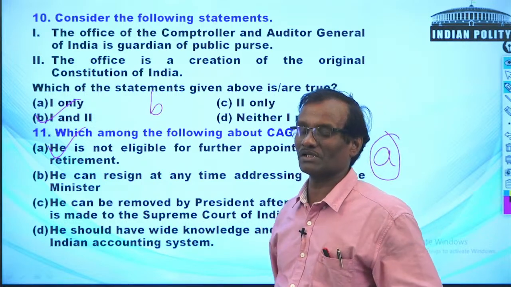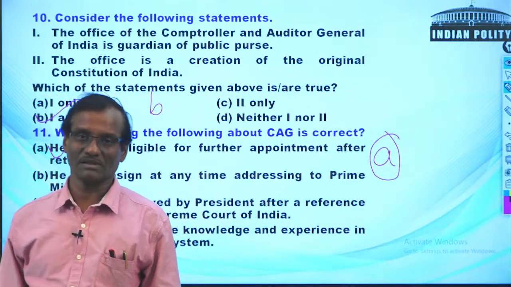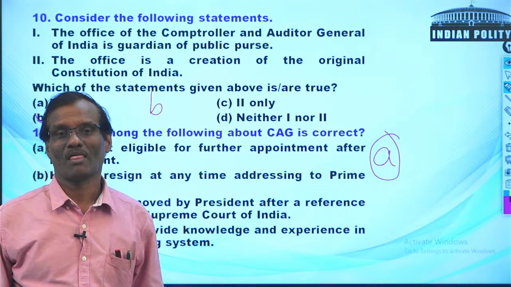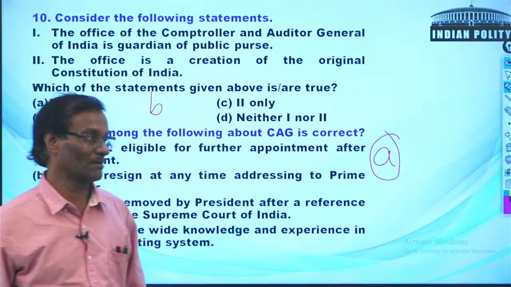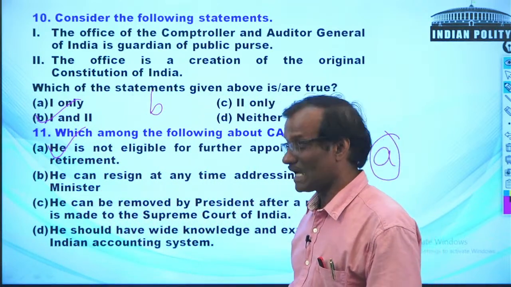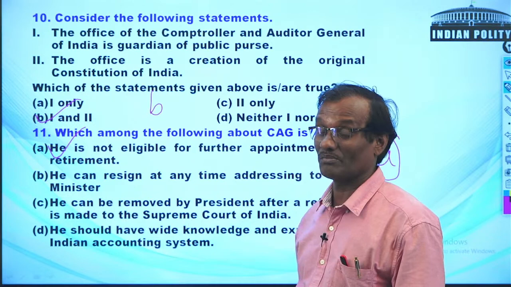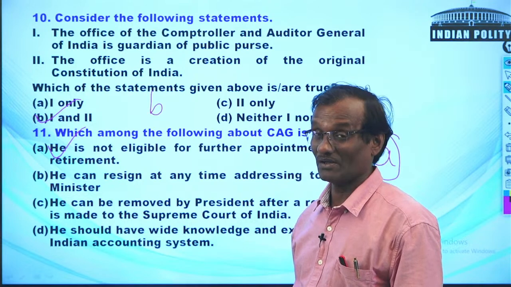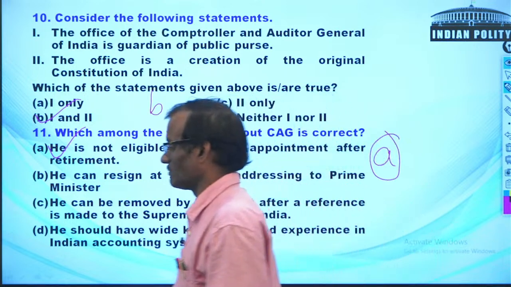Further, the Comptroller and Auditor General is not appointed after retirement. That is why we say that he enjoys security of tenure and independence. This is also one of the factors of independence, that he is barred from further appointment. And he resigns to the President, not to the Prime Minister. His removal is done by the President on the recommendation of Parliament. That is, a removal resolution is carried, and if it is approved by a special majority of the House, then the CAG will be removed.